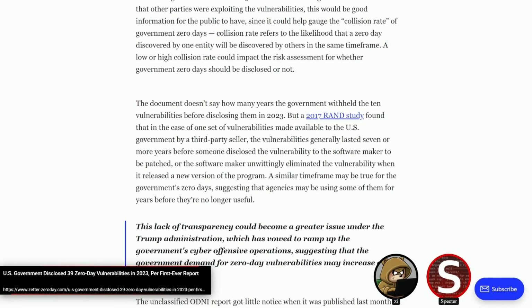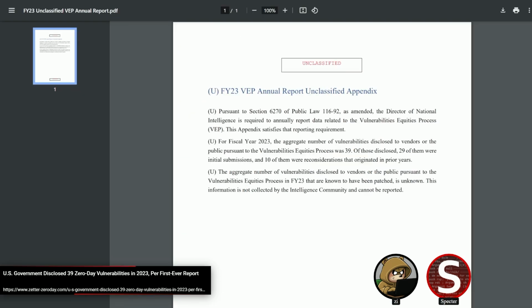It seems like the veil of secrecy is being lifted a teeny tiny bit. There's still a lot of information that's not been talked about, but this is the first of its kind report, so it is sort of a milestone. It's interesting to see. And the number, 39 vulnerabilities disclosed, is not the number I expected, but I don't have a good grounding on what I should have expected. I was going to ask, do you expect more? Were you expecting a higher number?